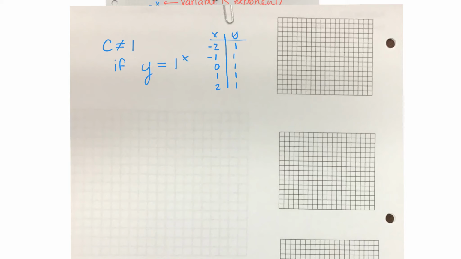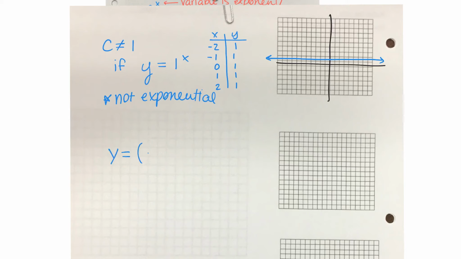So if we graphed that, let's put some axes on here. If we graph that, it would just look like this. It's just 1. Okay? So it's not that this doesn't exist. It's just not exponential. Okay? We also said that it had to be positive. So let's look at what would happen if it was negative.